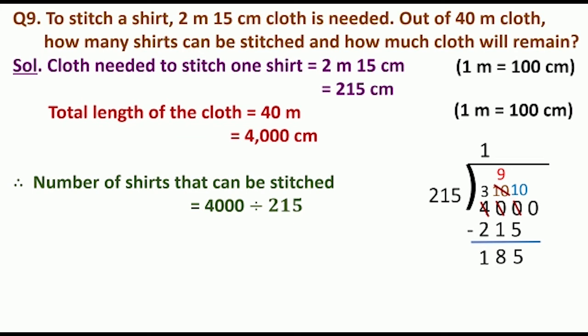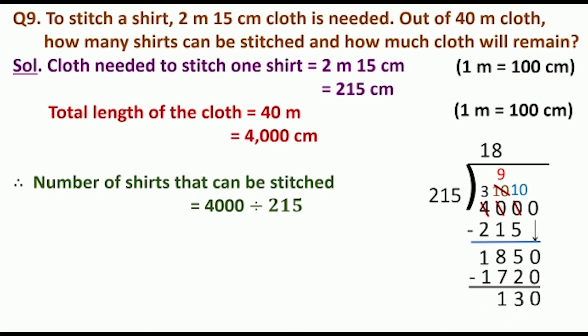Now what we will do, we will put one arrow and we will bring this 0 down. So it will become 1850. Now 215 into 8 equals 1720. So we will write 8 in the quotient and this 1720 here. Now 0 minus 0 will be 0, 5 minus 2 will be 3, 8 minus 7 will be 1 and this 1 minus 1 will be 0.